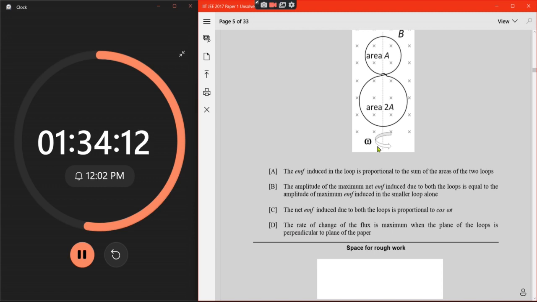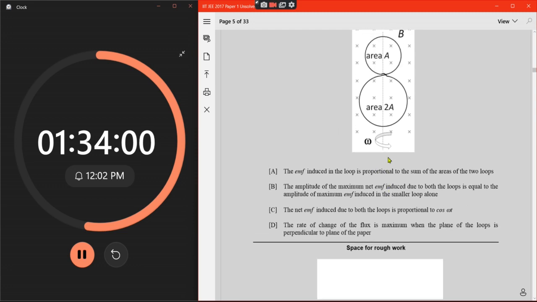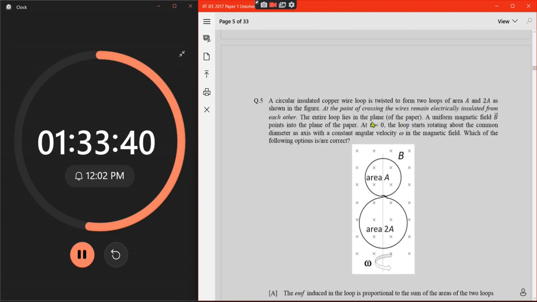Now, the amplitude of the maximum net EMF induced in both loops is equal to the amplitude of the maximum EMF induced in the smaller loop. Sorry, the amplitude of the maximum net EMF induced due to both the loops is equal to the amplitude of the maximum EMF due to the smaller loop alone. Yes, I believe in that. Because the net EMF induced between both loops is proportional to cosine of omega t, to start at t equal to 0.